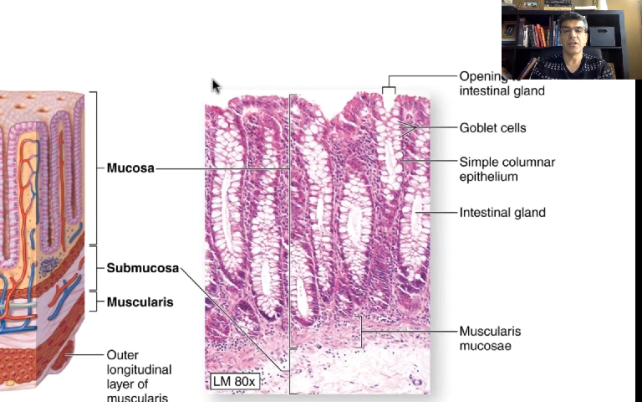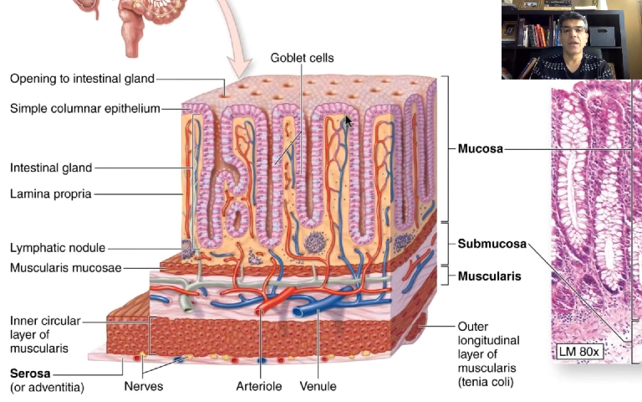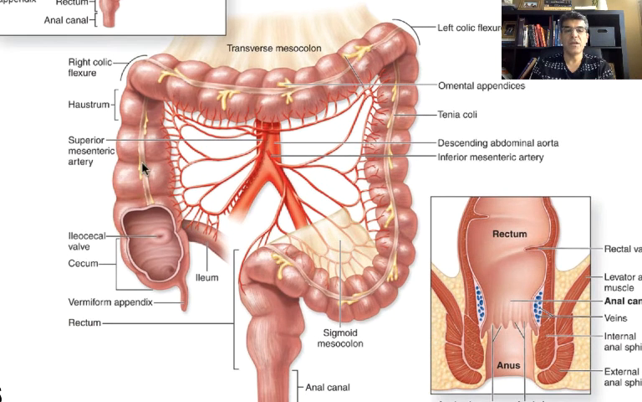for lubrication. As the feces pass through the large intestine, they get more solid and drier, and as a result you need more lubrication. Again, you can see 4 layers: mucosa, submucosa, muscularis layer, and finally your serosa or adventitia. As you can see here, the wall of the large intestine creates pouches, and each of these, like a sac, is called a haustrum.